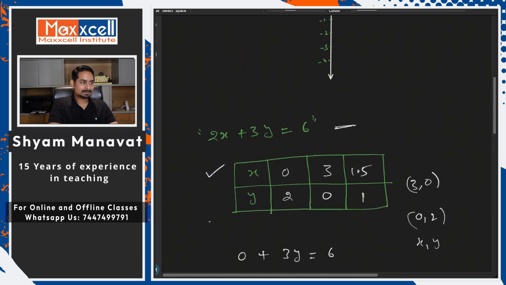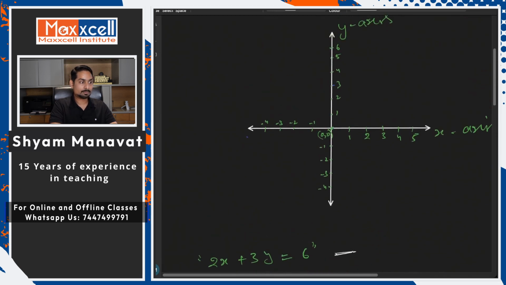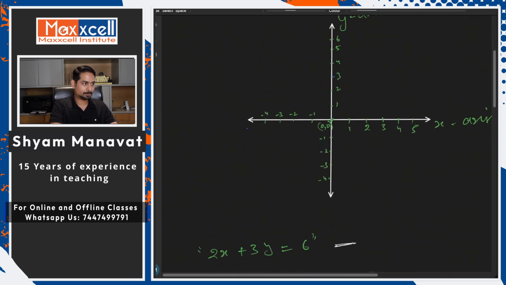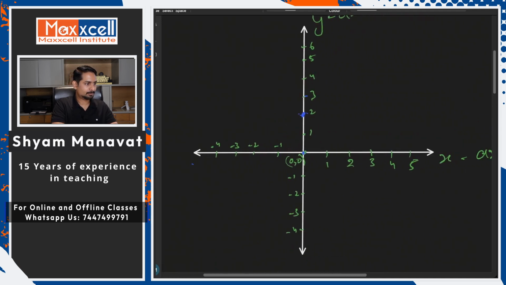Now, the first point is 0, 2. Where will we get 0, 2? 0 for x will come from the origin, and 2 for y. Where do you get this? Here. So this is your first point. Let me zoom in for you. This is your first point, 0, 2.